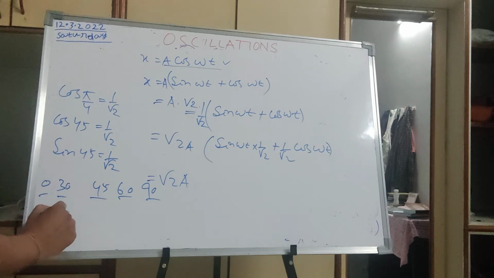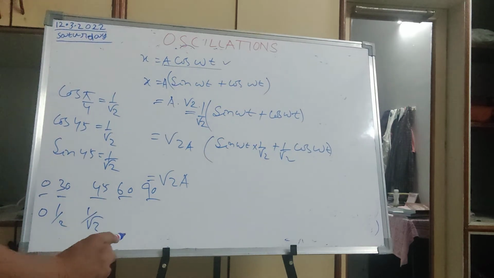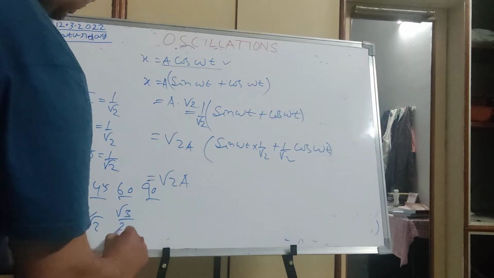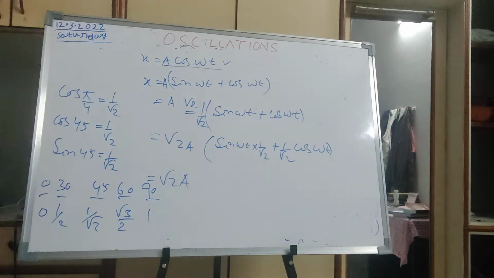Okay, sine 30 is half, sine 45 is 1 by root 2, sine 60 is equal to root 3 by 2. Sine 90 is equal to 1. So this you should always remember. At least one quadrant, you should always remember the value, because in the other quadrants you will get similar values. So at least one quadrant of values you should always remember.